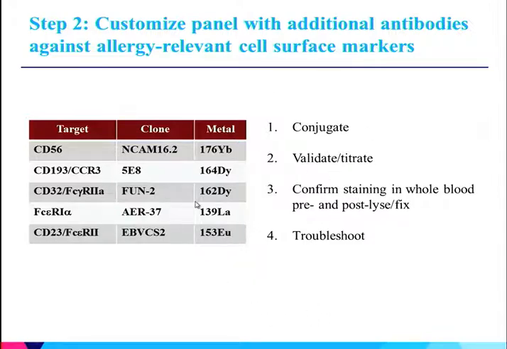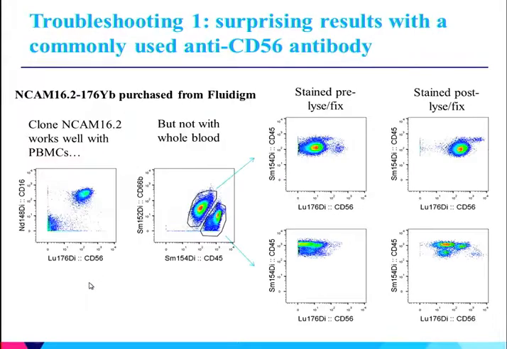And there was some interesting troubleshooting that came about, which I'm going to touch on briefly. So here's just one example, and I think this is sort of interesting and a little bit weird. This is a very commonly used clone for CD56, NCAM 16.2. You'll notice that DVS sells 3 different CD56 clones, and in talking to people, everyone said this is the best clone that works really well.